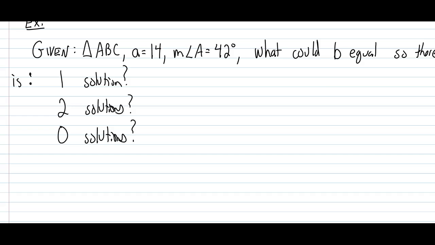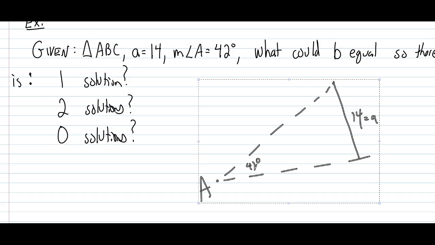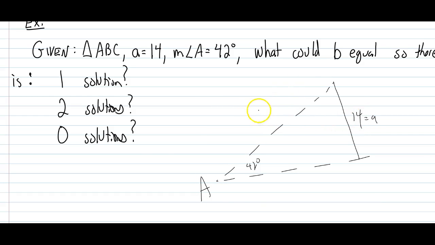We'll look at one more example with the side-side angle, and here's our scenario. There's some triangle ABC. We're given the length of little a equals 14, the measure of angle A equals 42 degrees, and what could the value of little b be equal to so that we get either one solution, two solutions, or no solutions? Start off by drawing the scenario. Here's angle A, there's little a, and let's say that little b is this length. And the zero solutions is the one I'm going to look at first.